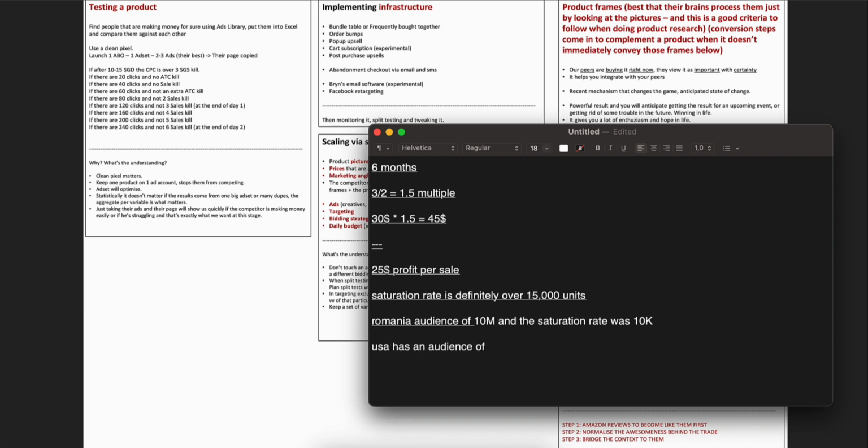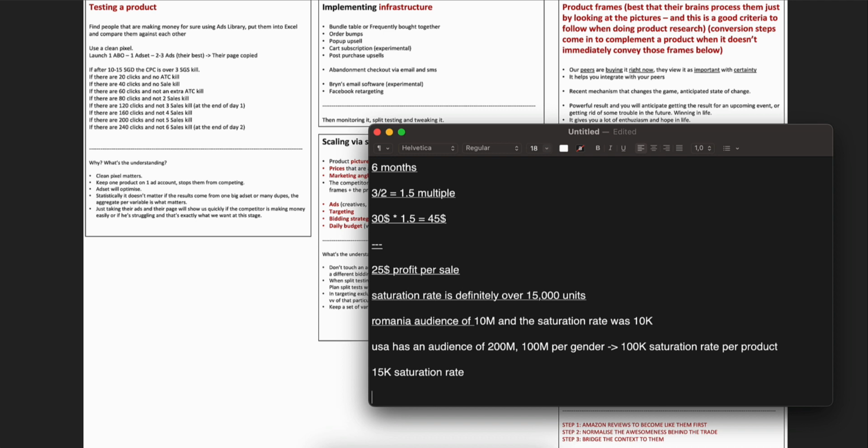USA has an audience of, well, excluding desktop and excluding a bunch of placements and all of that, let's say it's 200 million, right? Now let's say that it's 100 million per gender, right? So that would result, and bear in mind that America has a much higher conversion rate, like more people buy online than Romanians, right? So that would result in a 100K saturation rate per product. So that's why I'm saying I'm extremely conservative to say, oh yeah, let's just say that's 15K saturation rate, and let ourselves be surprised, right?